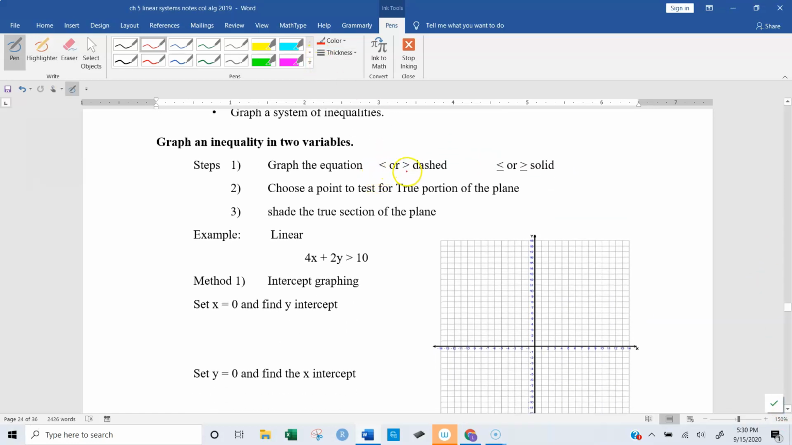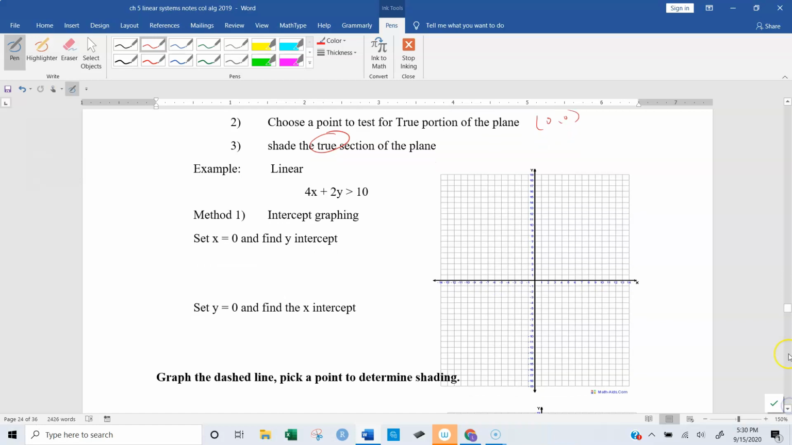If there's a less than or a greater than only, those are dashed lines on the graph. If it has a less than or equal to, so a line underneath, or a greater than or equal to, a line underneath, those are solid lines. You always test a point for true or false, and we shade true. So I shade the true section of the graph. Usually the point we pick is 0, 0, unless it is on the graph itself.